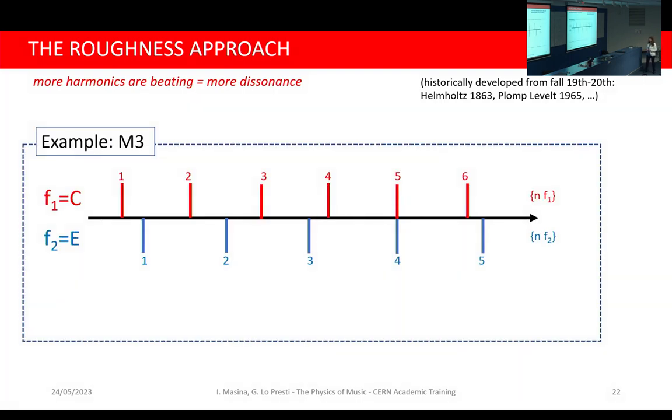And here is an example. Always the major third. You have, let's say, a C and an E. These are the harmonics of F1, these are the harmonics of E, and the critical bandwidth increases with frequency. So if you are pretty out of the critical bandwidth for the fundamentals, you are in the critical bandwidth for 3 beating with 4, 6 beating with 5. So there is some roughness, there is some dissonance associated to this kind of dyad.